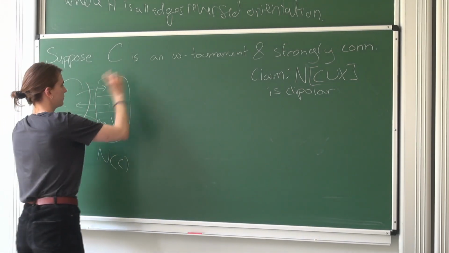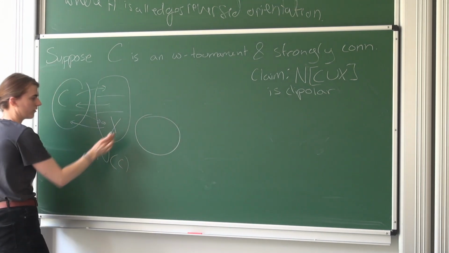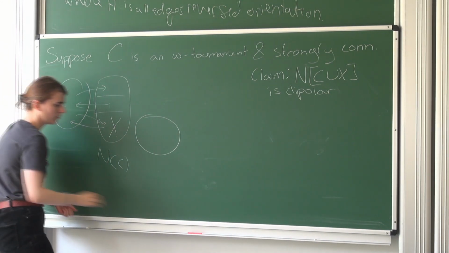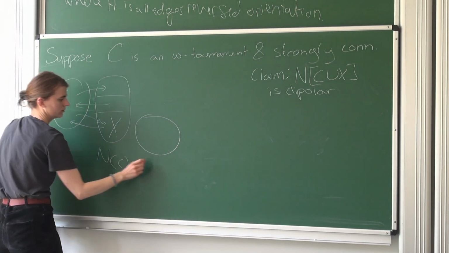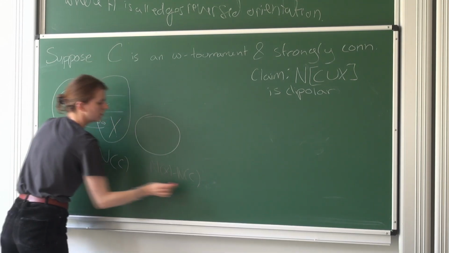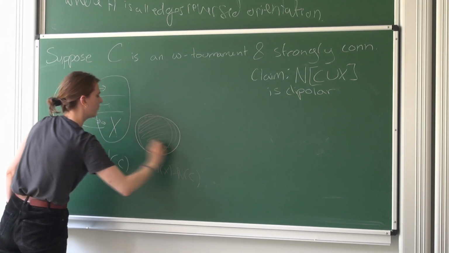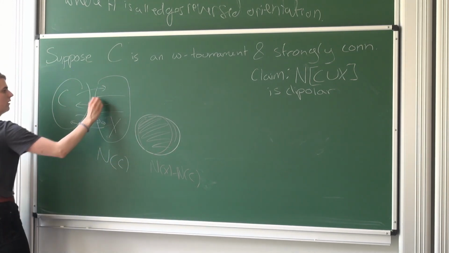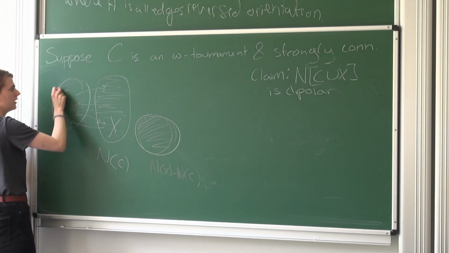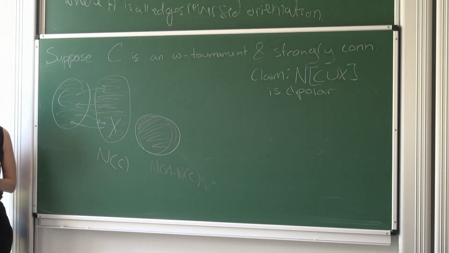So to draw it, we have the neighbors of C, and then we have some more vertices which are neighbors of X but not C, and in the end our dipolar set is, colors aren't so visible, but we're choosing all of N(C), and all of C. So X are just those which have both in and out. Yes, yeah.